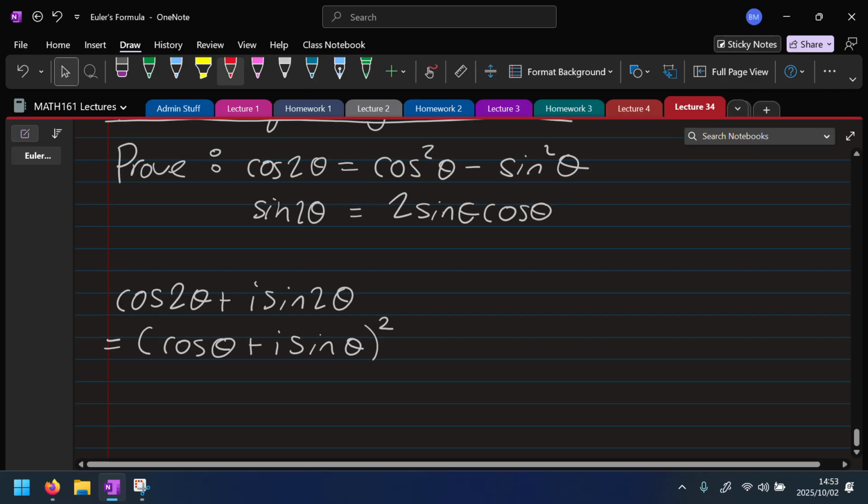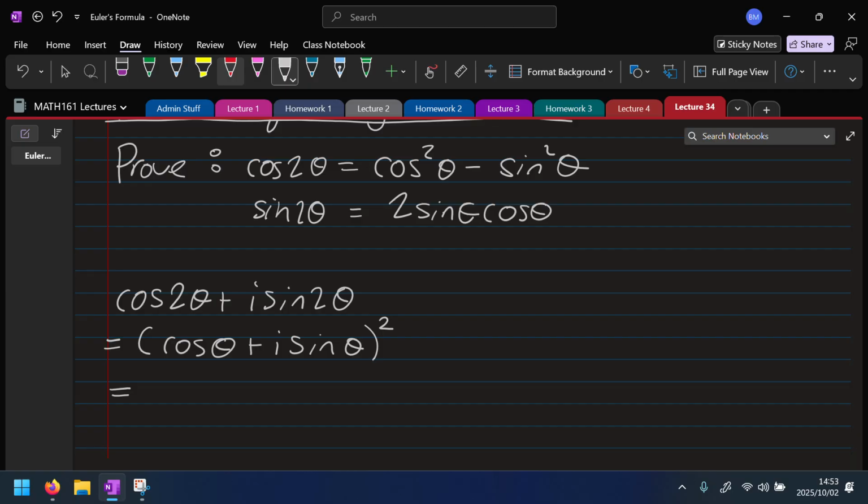Okay, good. So let's expand this out. It's just something squared. Easy stuff. Square of the first term, it's cos squared, plus 2 times the product of the two, plus, and then the second thing squared. But that has an i. i squared is minus 1. So it's minus.